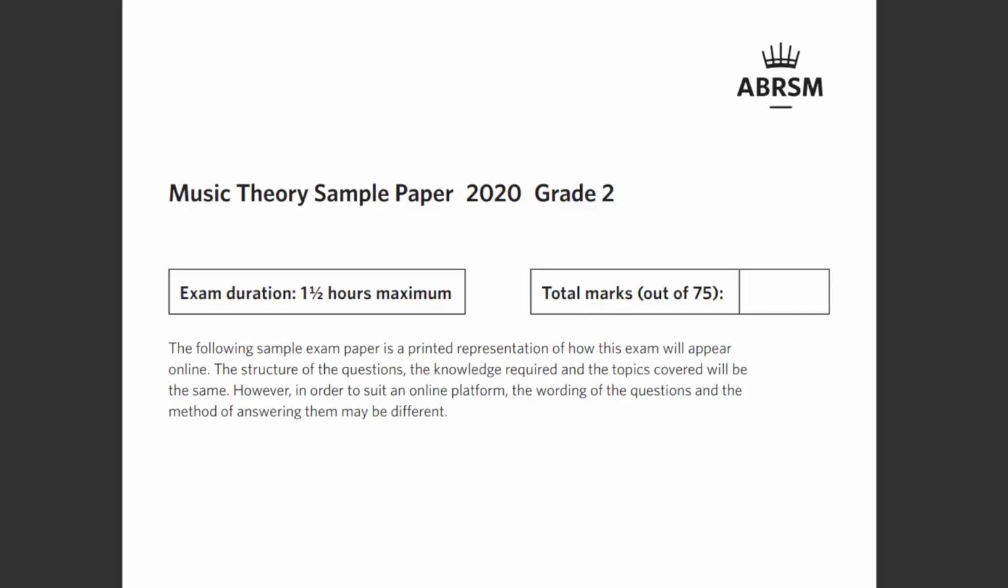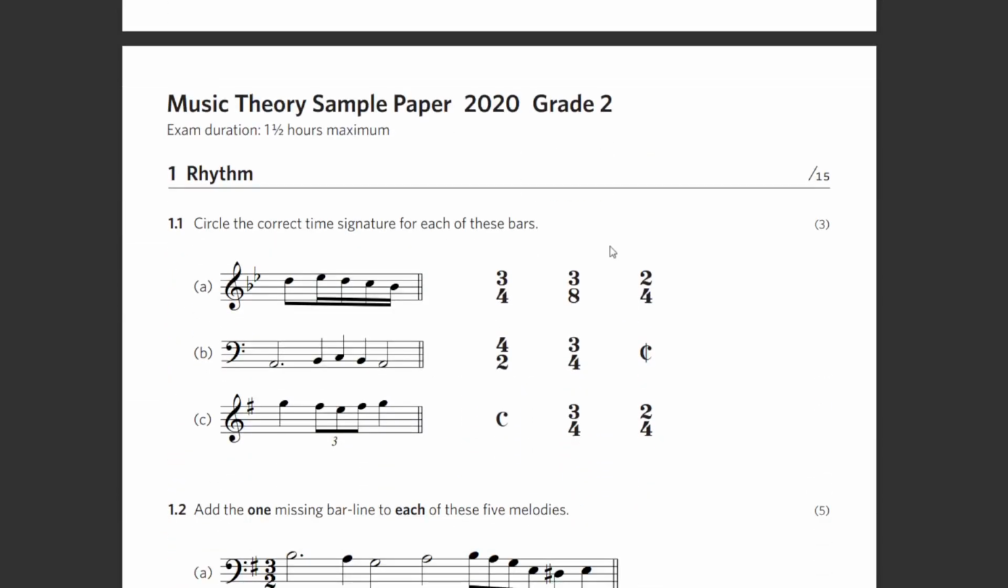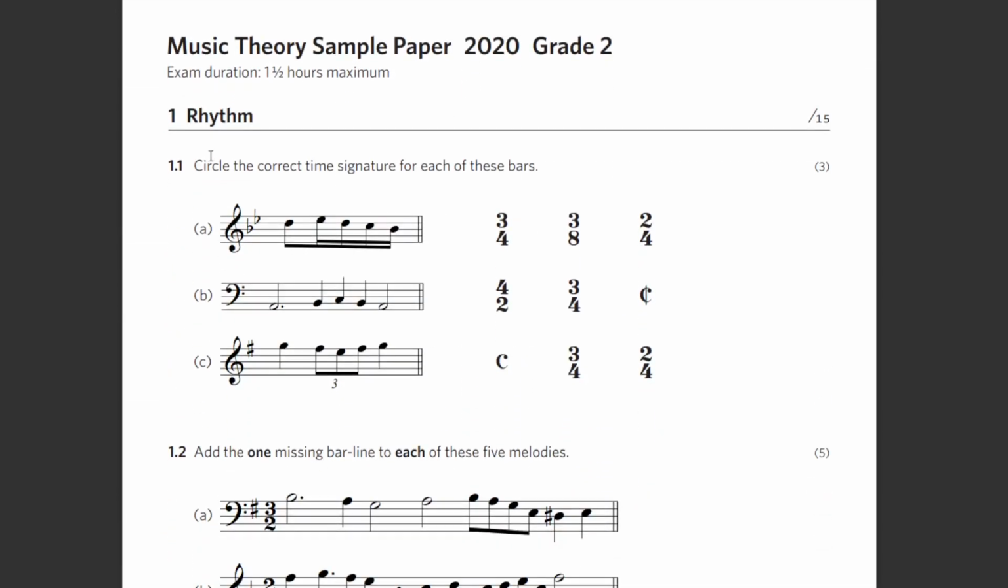In this video, I'll be going through the music theory sample paper for grade 2 ABRSM online music theory exam. Alright, so in the first section, it is the rhythm section, and you are asked to circle the correct time signature for each of these bars. So let's go through them.